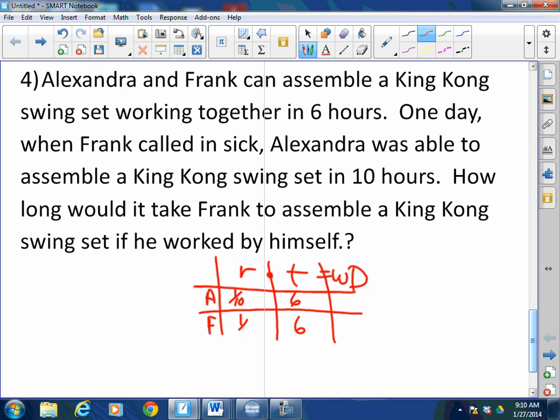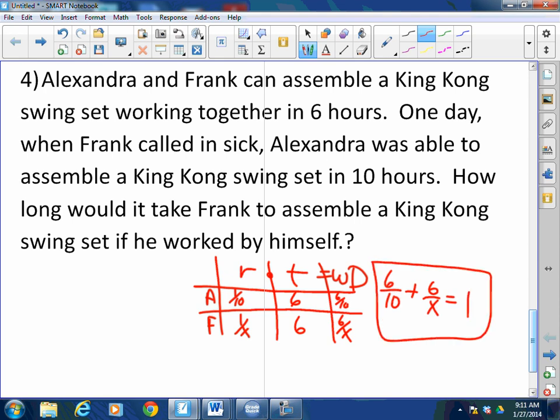Well, we don't know his rate, so the work done is 6 over x. So 6/10 of the job plus 6 over x of the job equals 1 complete job. Multiply by 10x to both sides, and bingo, you're done.